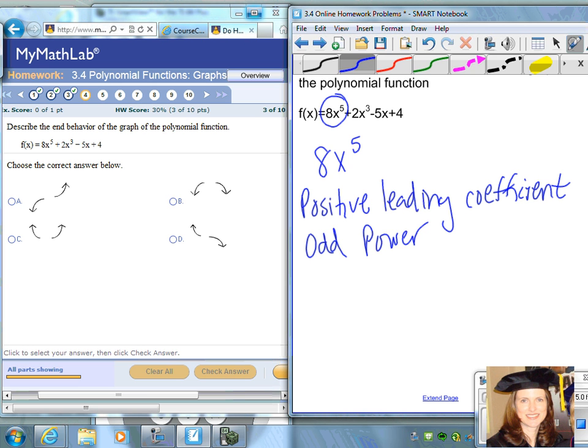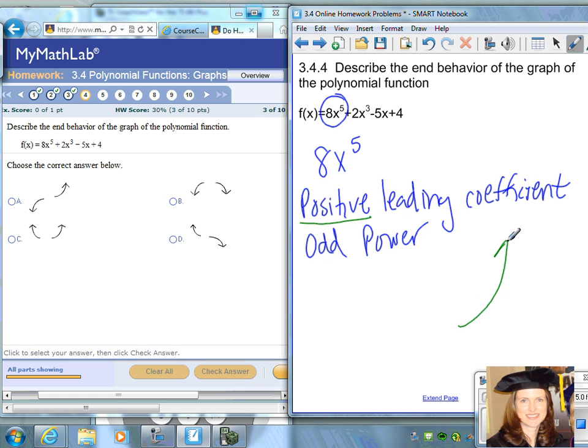If it's a positive leading coefficient, that means the graph is going to end up on a high note. Think about being happy. It's positive. It's going to end up on a high note, going up towards positive infinity on the right side of the graph. Also, because it has an odd power, it's going to go in the opposite direction on the left-hand side of the graph. So this end behavior is going to go towards negative infinity as you go to negative infinity, and it's going to go to positive infinity on the right hand of the graph.